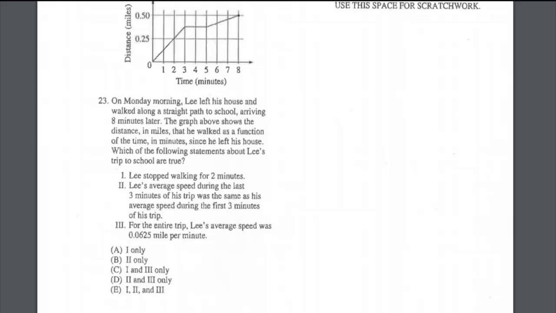Lee stopped walking for 2 minutes, as we can see in the figure above. That means that he stopped from the 3rd minute to the 5th minute, and that is right, and it's a constant linear relation here, represented by that straight line parallel to the x-axis, and the other two statements are wrong, so the suitable answer is going to be A, it's one only.